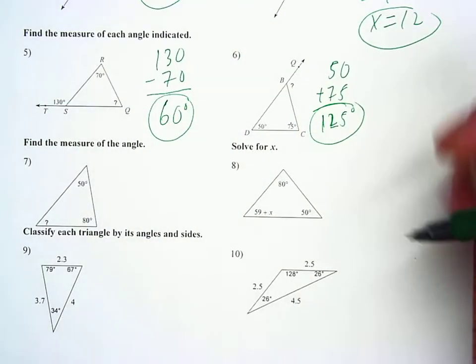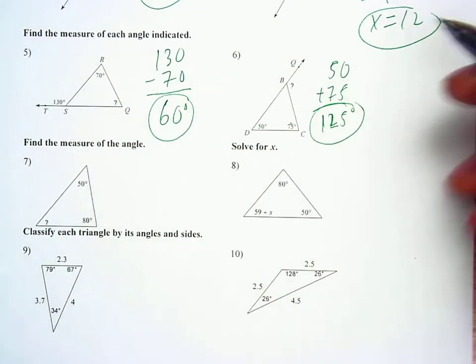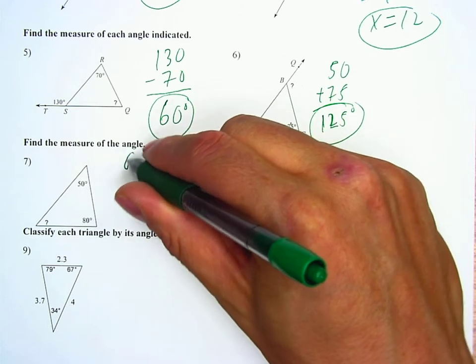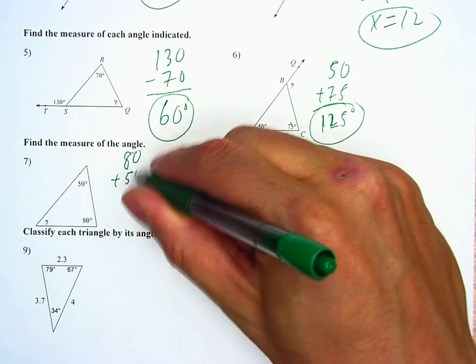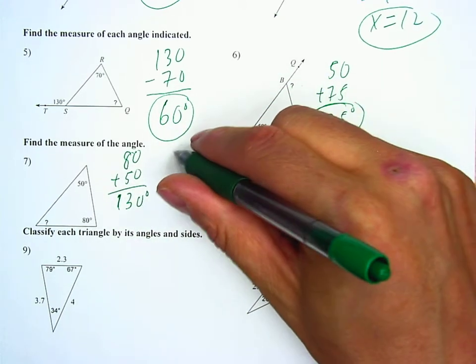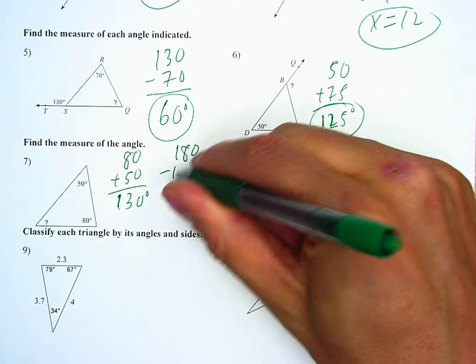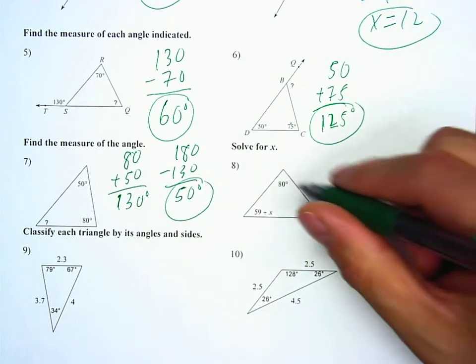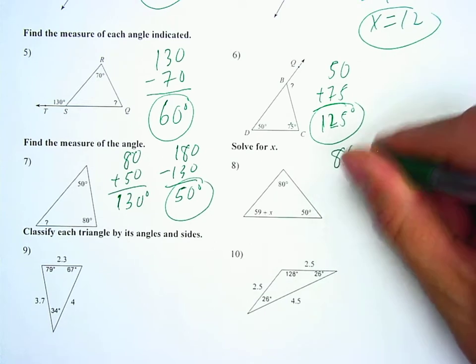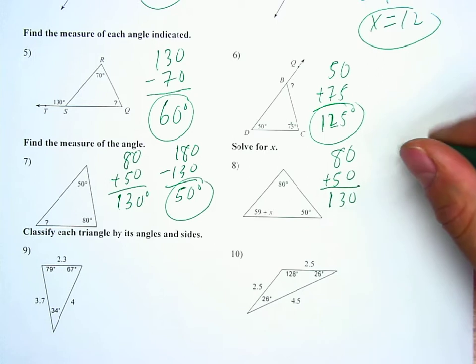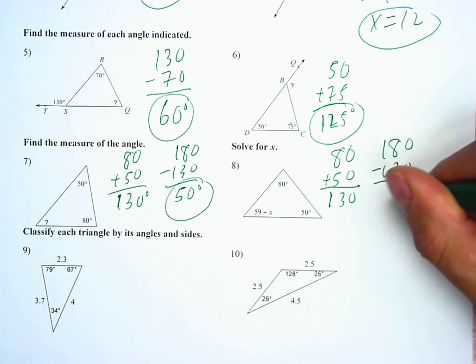7 through 10. Triangle sum theorem on number 7 and 8. So each triangle always adds to 180 total. So I'll take 80 and I'll add 50 to it. That's 130 so far. Meaning that the missing angle must be 50 because 180 minus 130 is 50 in value. Question 8, I'll do the same thing. I'll take 80 plus 50. I'll get 130, and I'll subtract that from 180. 180 minus 130 is equivalent in value to 50.